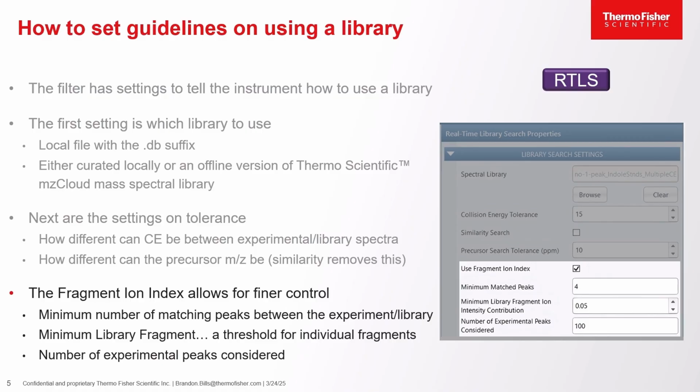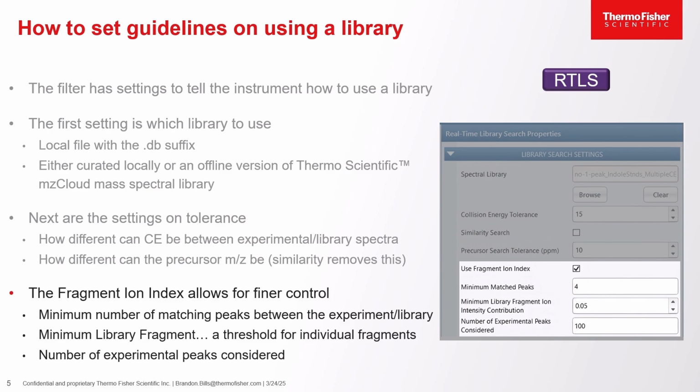Next is the minimum library fragment ion intensity contribution. This simply means that you must be of this relative abundance or higher in the library in order for it to be considered a valid fragment to take part in the score. In this case, 0.05 means it must be of at least 5% relative abundance in the library, or it won't be used to generate the score.